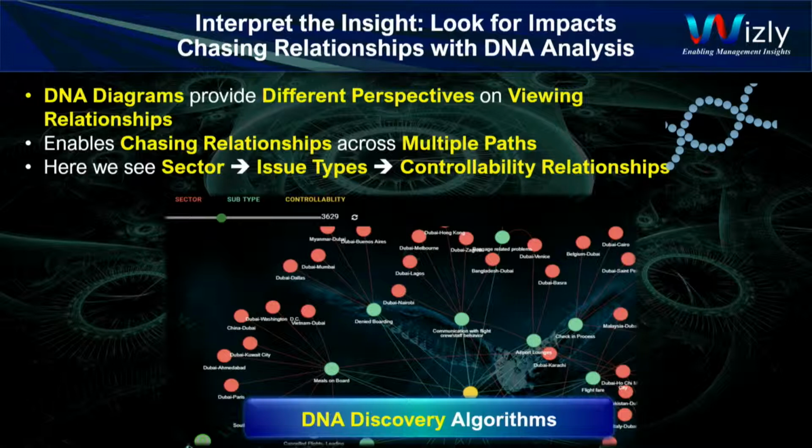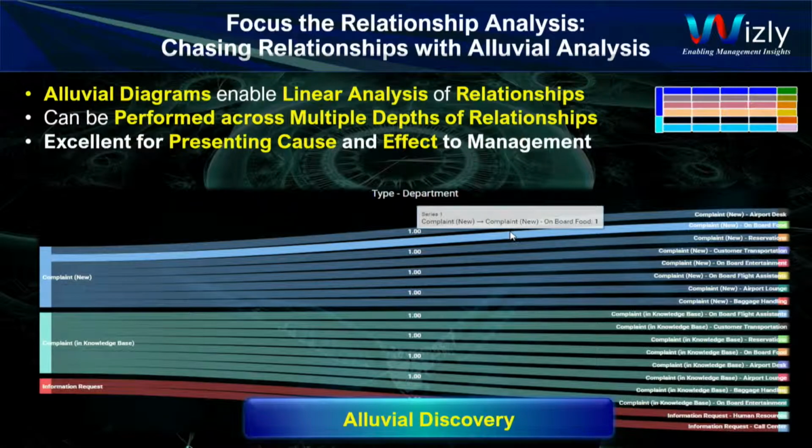We can chase relationships using what we call the DNA diagrams across multiple paths. We can, in this case, go from sector to issue types, and whether they were controllable or not controllable. And this allows us to drill down into them and then look at what we call linear analysis of relationships, which can be performed across multiple depths. Alternate paths are generated by the algorithms, and this is excellent for presenting cause and effect to management.